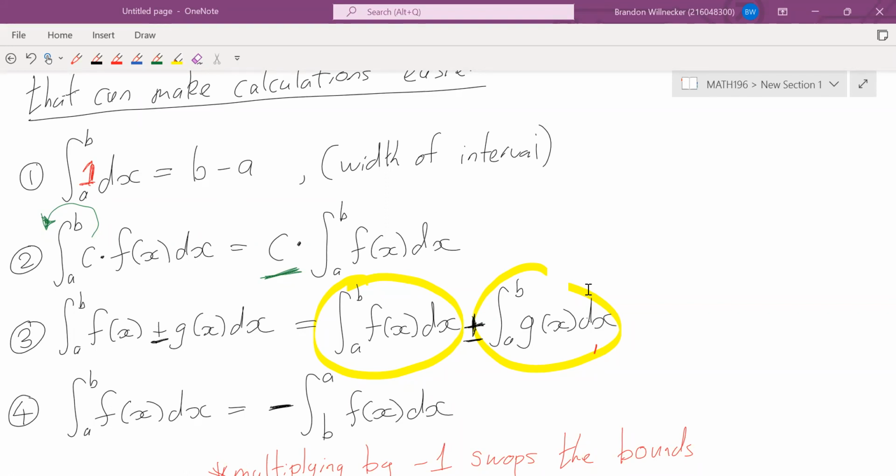Okay, and that's everything there. Okay, yeah, so that's supposed to be f and g over there.